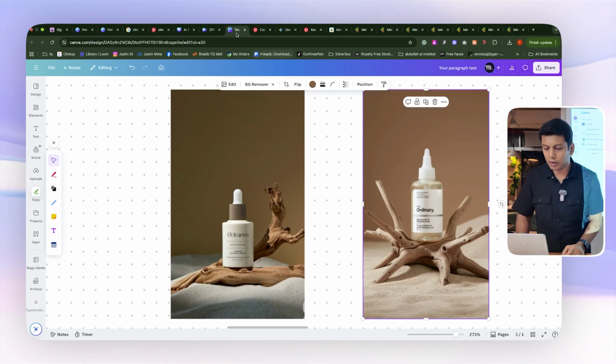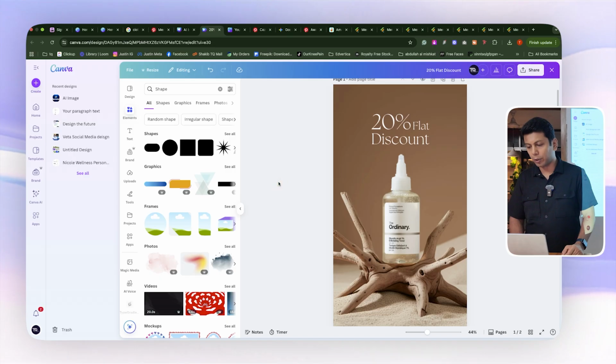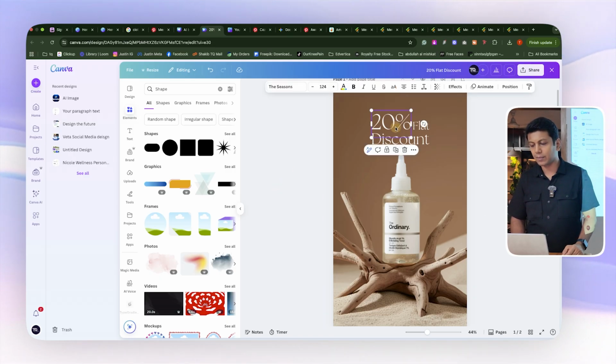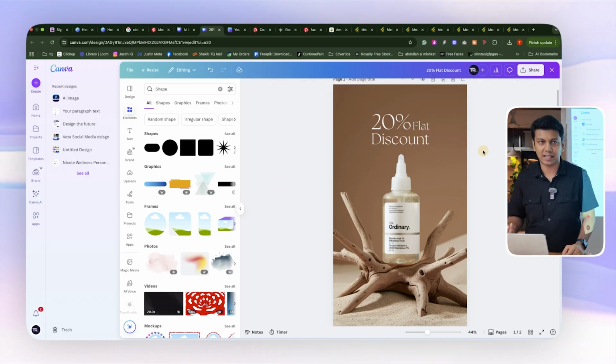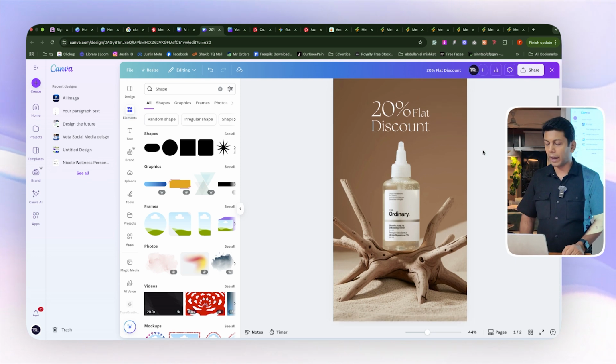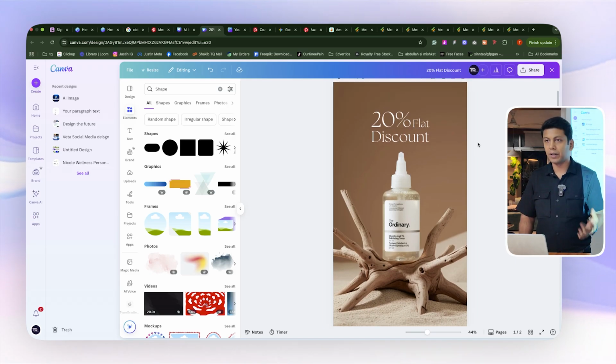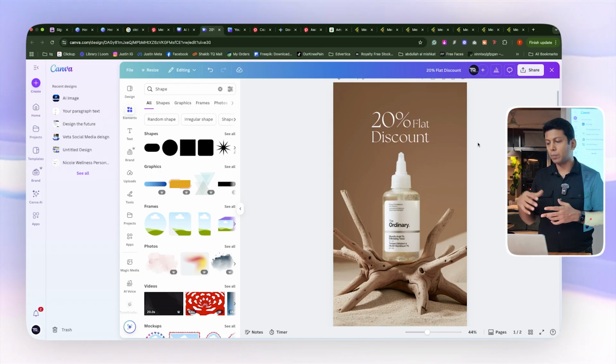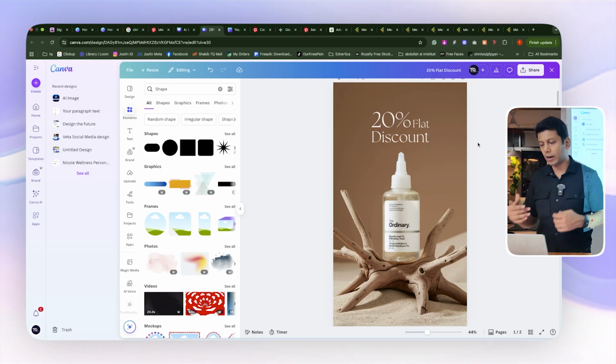What you can do is use the free plan of Canva, upload the image and put some text there, like 20% flat discount, or probably a Black Friday sale or anything like that. You can put text or a logo on the image very easily. So this is how you can maintain the brand guideline, for example, the fonts that your brand guideline has. You can use those fonts, those colors, your icons or logos there as per your need.